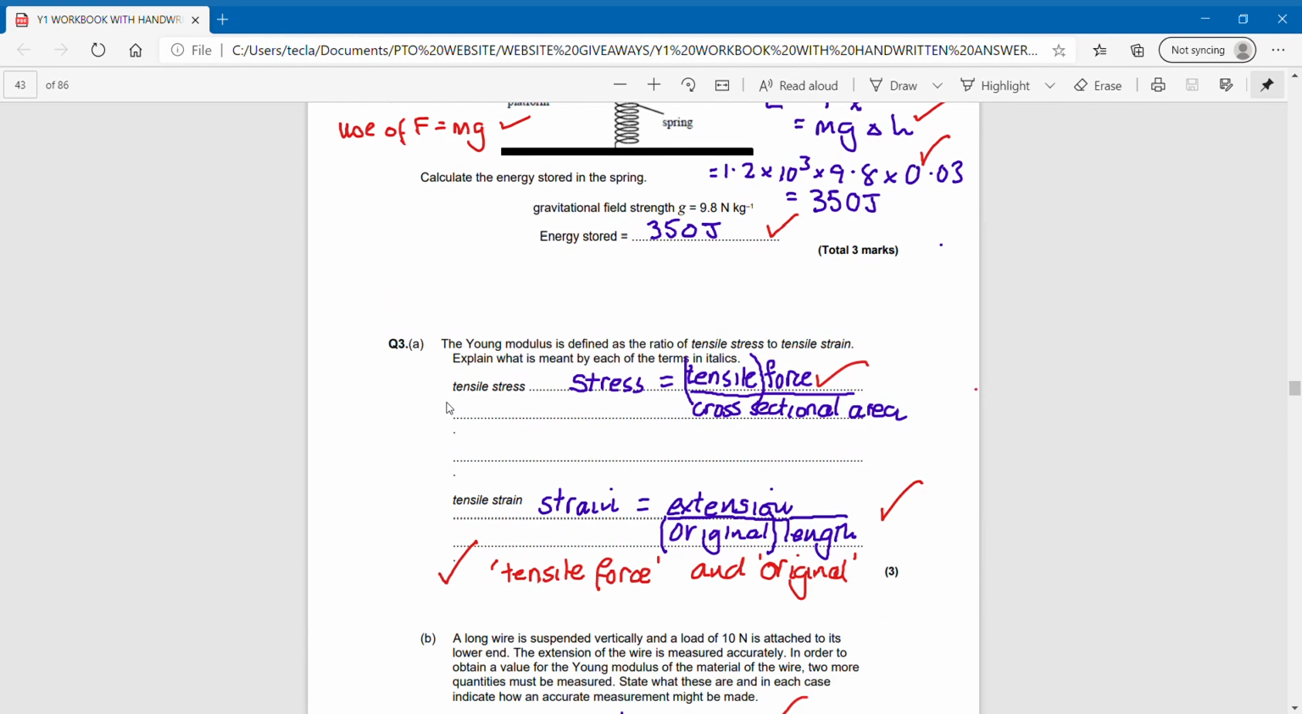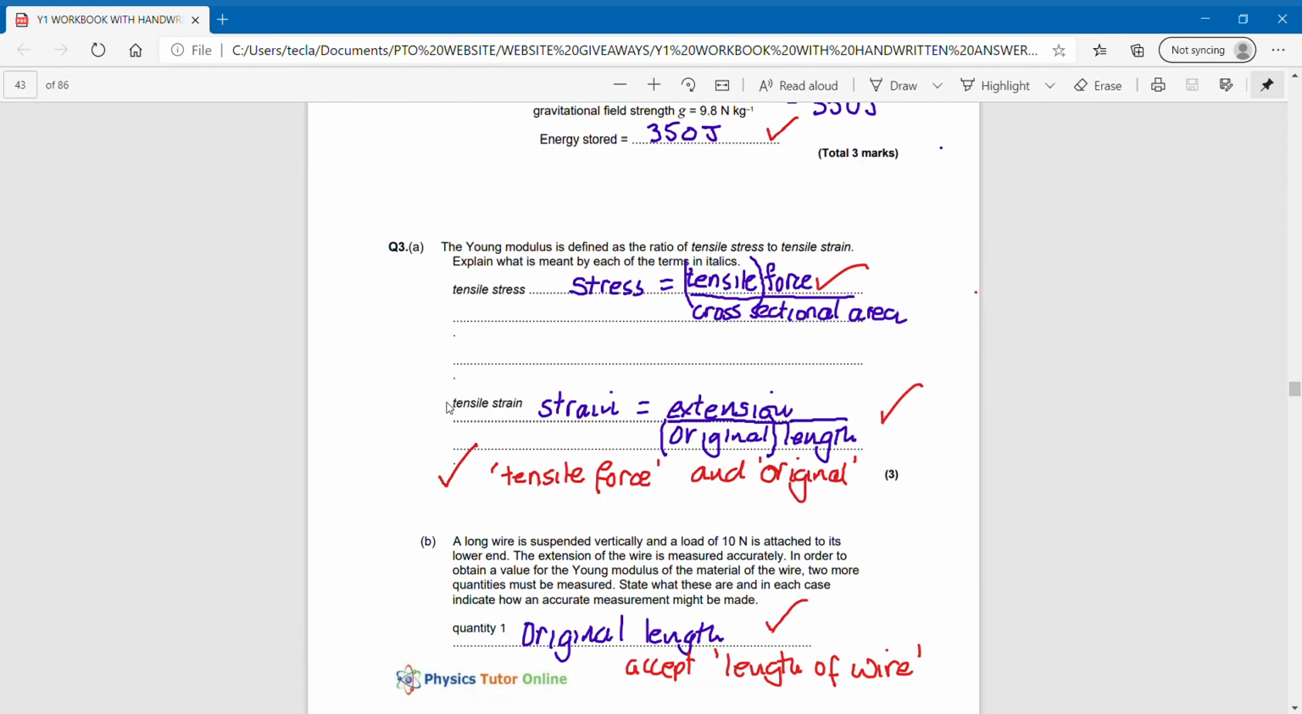So, 3 part A, tensile stress definition. Stress equals tensile force divided by cross-sectional area. And tensile strain, strain equals extension divided by original length. So if you didn't get the word tensile, in brackets here, or the word original, then you can still get the mark. You still get 2 marks. And the third mark is for tensile and original being used.